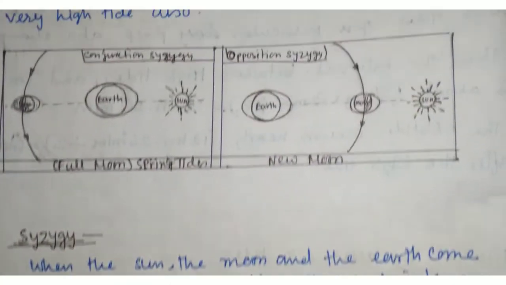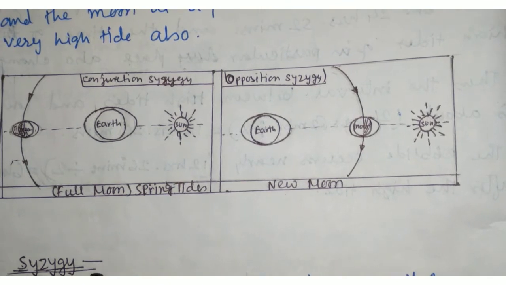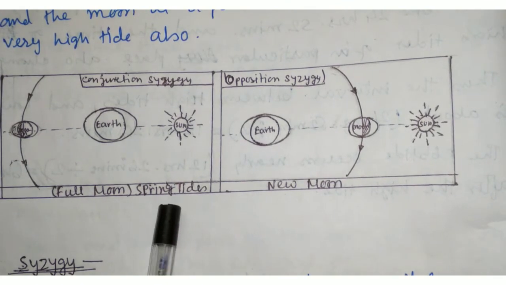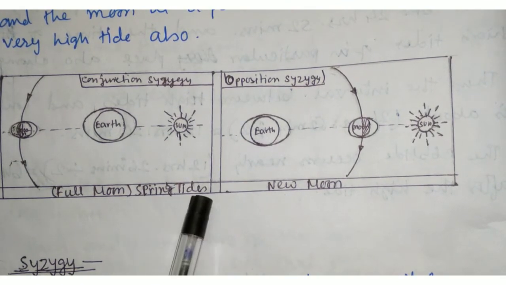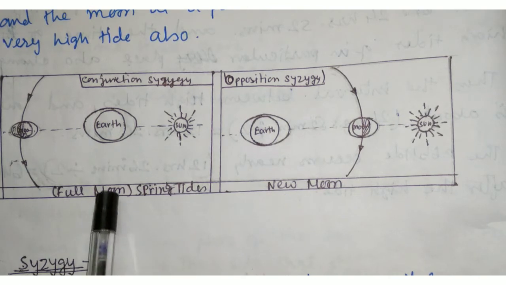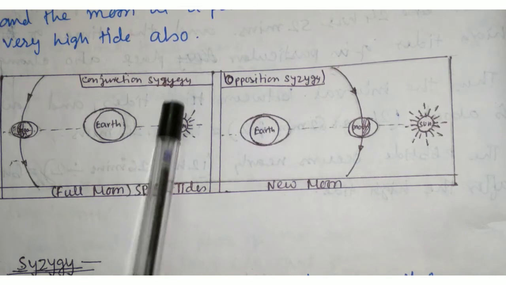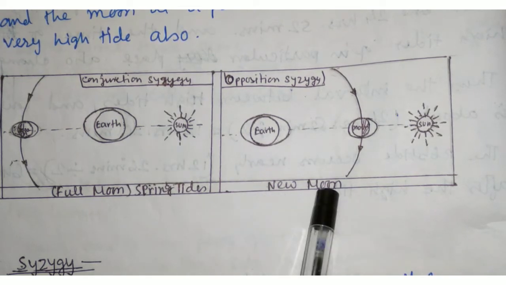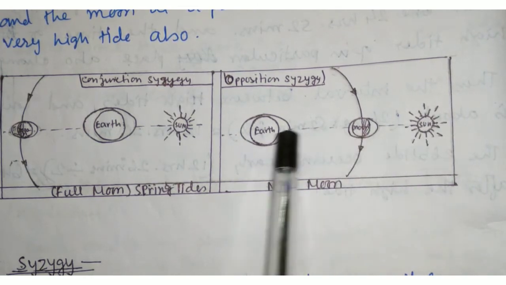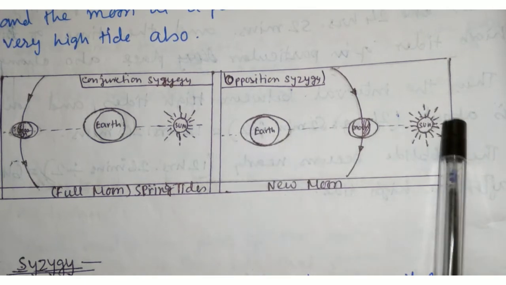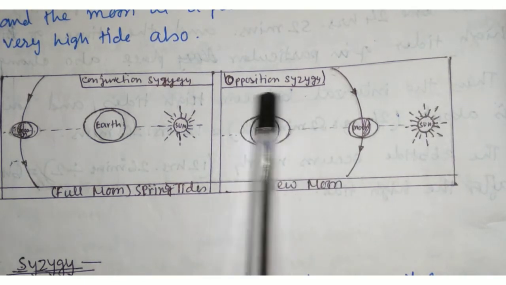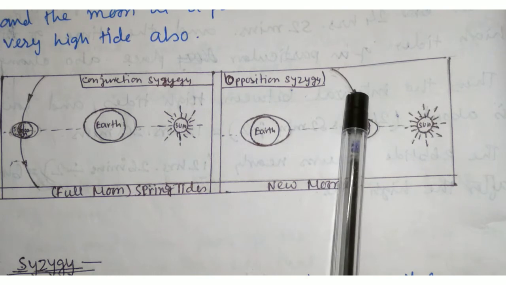This is the picture. In spring tide or full moon, earth is between moon and sun. This is a conjunction syzygy. And at new moon time, sun, moon and earth are in the same line. This is called opposition syzygy.